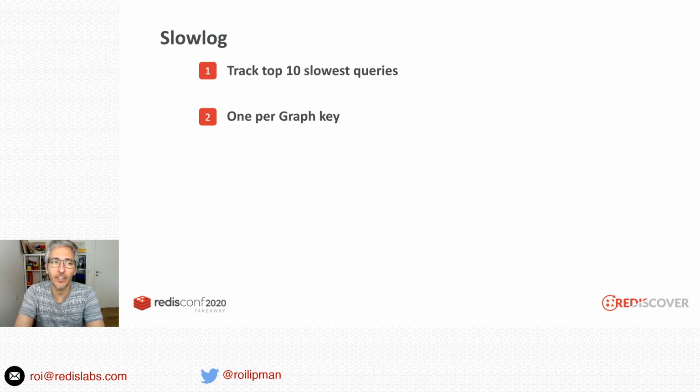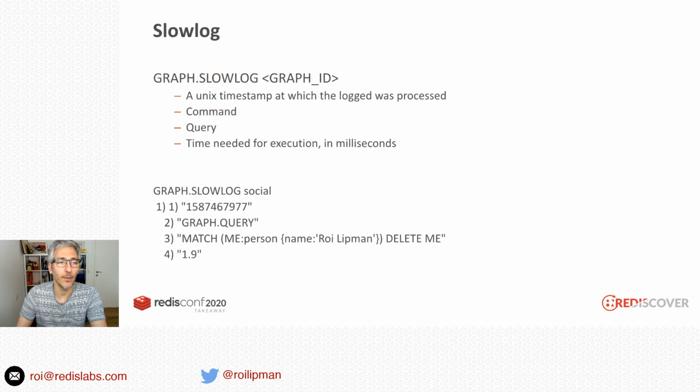And so one thing to note here is that the slow log is attached to a graph. So in case you're running multiple graphs, then each of these graphs that you're running would have its own slow log. And so to get the slow log, you just call graph.slowlog, and then you specify the graph key that you want to get the slow log for.